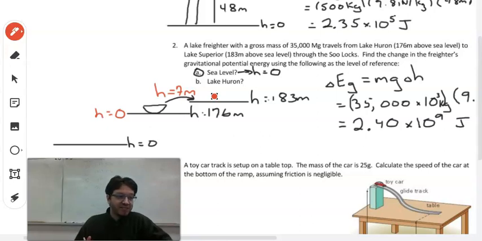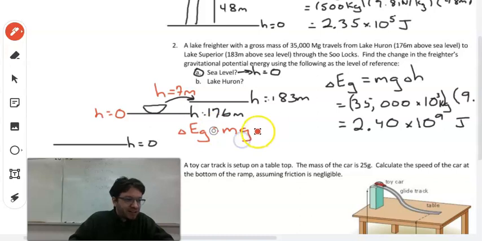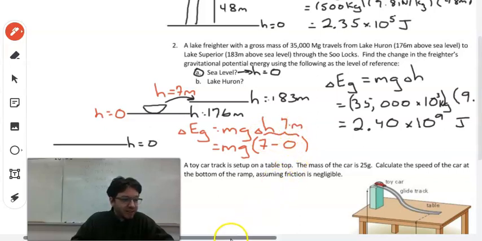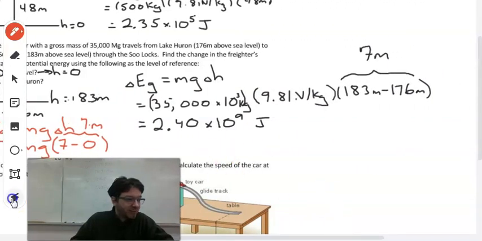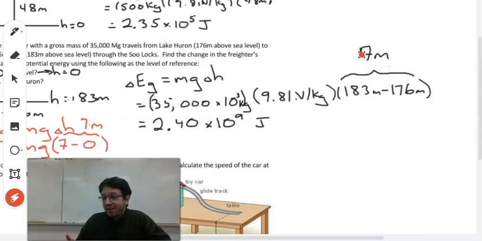Now if we choose that to be our height of 0, and we were to solve the same problem to figure out the change in gravitational energy, well, that's going to be mass times gravity times our change in height. Now mass and gravity are still going to be 35,000 megagrams, and gravity is still going to be 9.8. So let me just write mg. But our change in height is going to be final minus initial, which is 7 minus 0. And notice that that gives us 7 meters. It's no different from what we got over here. This change in height is 7 meters. This change in height is 7 meters. So it doesn't matter where you choose h to be 0.